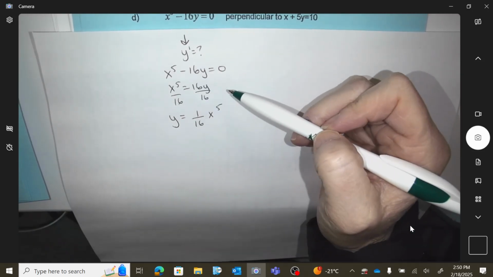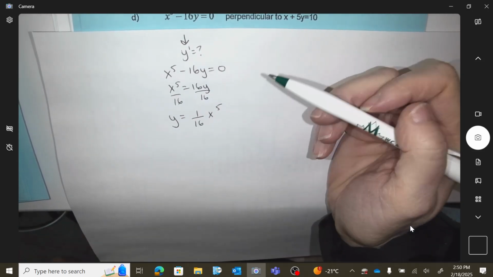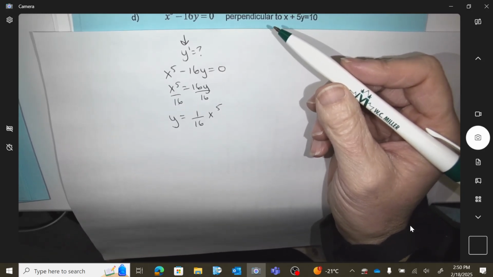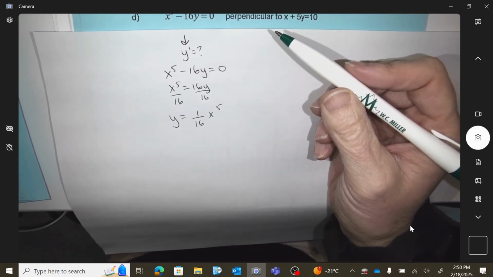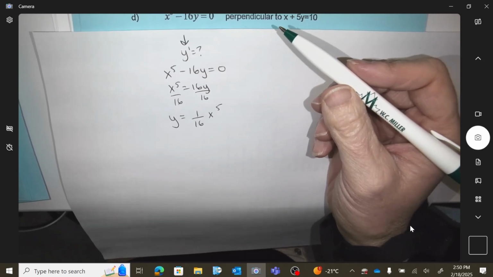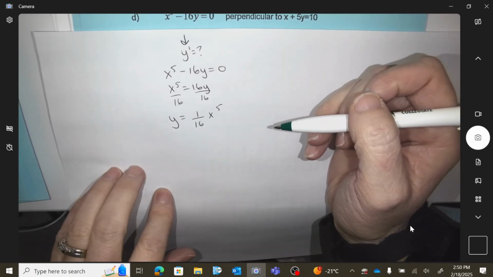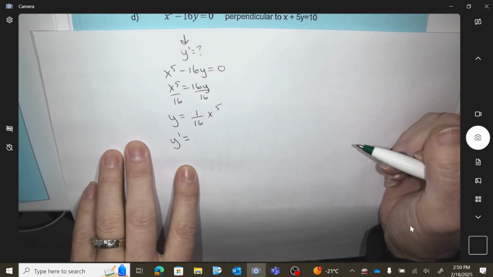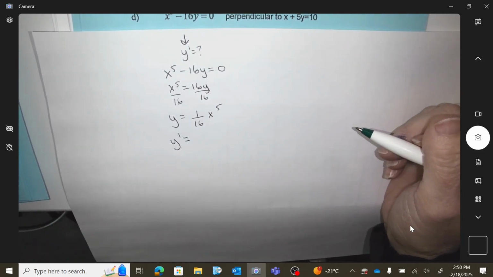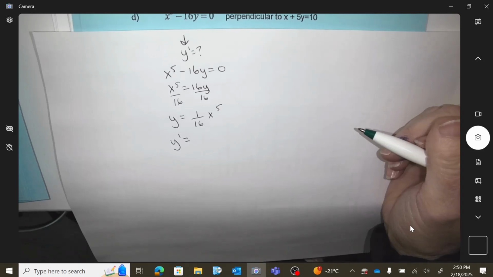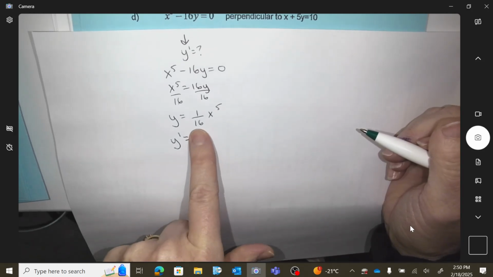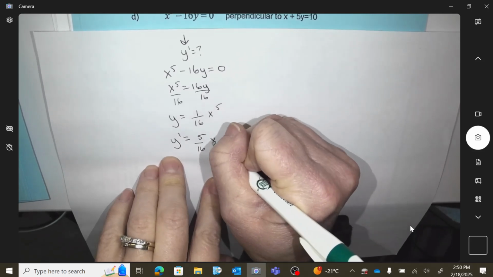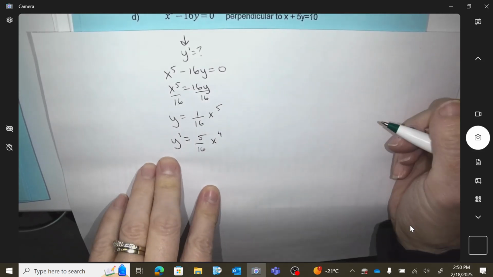So I moved the 16y, I divided by 16. Okay, I like my fractions written separated like that. Instead of just divide by 16, I times by 1/16. Okay, so now I'm going to get y prime out of that. So what's this times this? 5/16 x to the exponent 4.